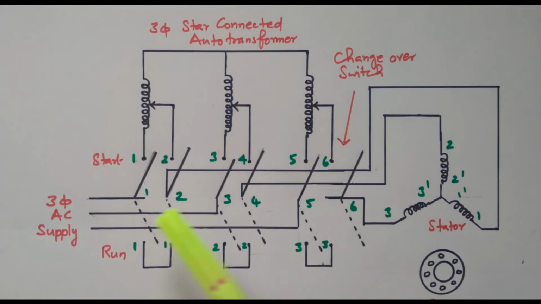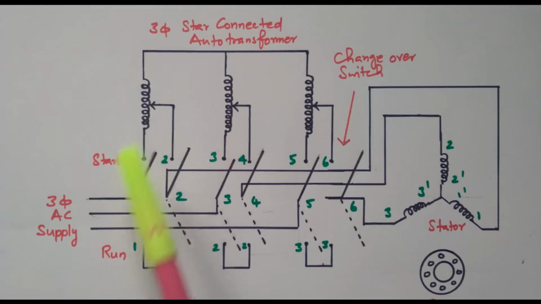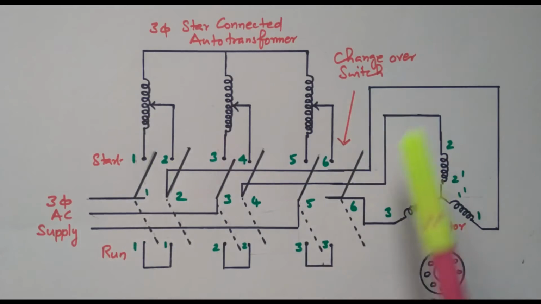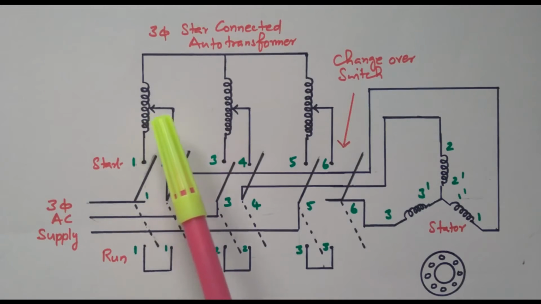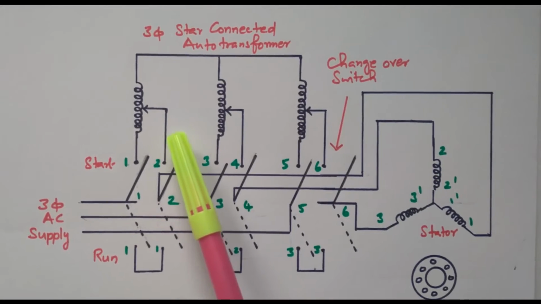So initially the changeover switch is placed in the starting position, that is, through the auto transformer. Initially only a low voltage is applied to the three-phase induction motor using the auto transformer. So only the reduced voltage will be applied to the stator. See the position here, only the least amount of voltage will be applied to the stator.